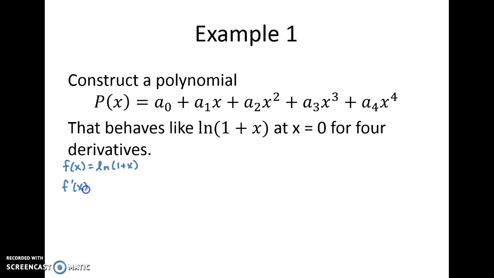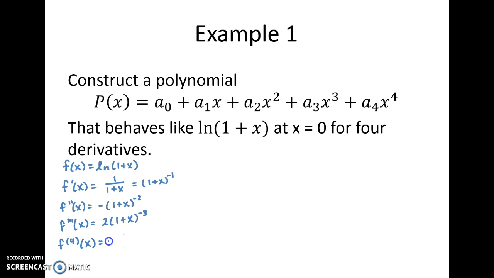So the first derivative, because it's natural log, would be 1 over 1 plus x. The second derivative would be negative (1 plus x) to the negative 2 power, because 1 over 1 plus x is (1 plus x) to the negative 1 power. And the third derivative would be 2 times (1 plus x) to the negative third power. And then the fourth derivative would be negative 6 times (1 plus x) to the negative fourth power.